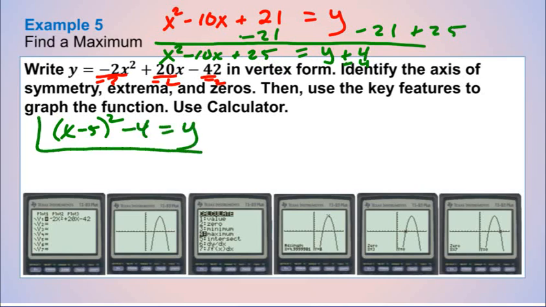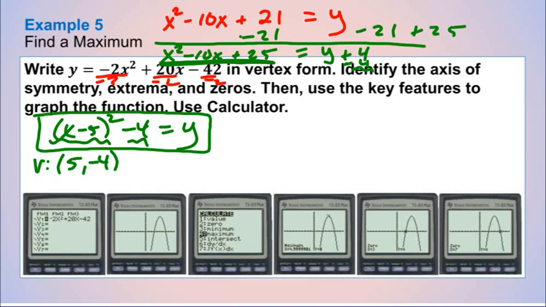This is vertex form. From that, I completed the square. This piece right here, x squared minus 10x plus 25, is right here. Then I subtracted the 4 on both sides, and I have vertex form. So my vertex is now (5, -4).